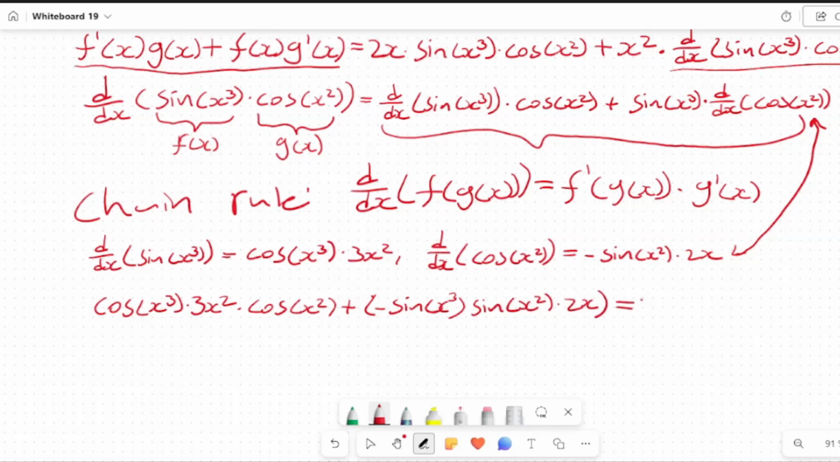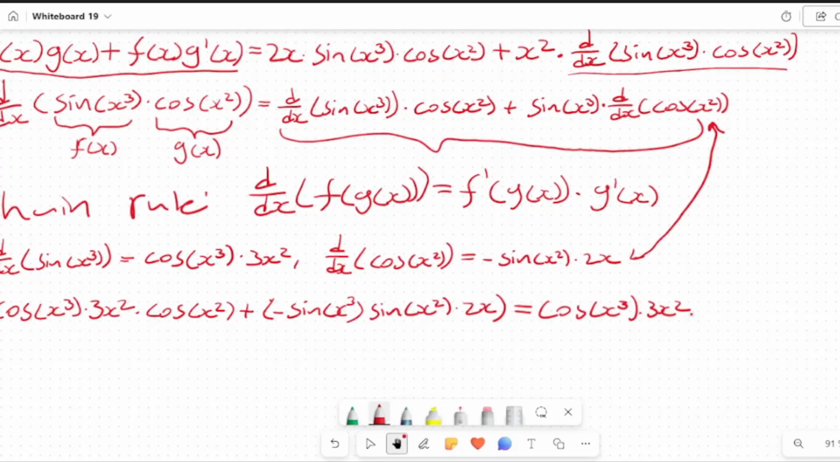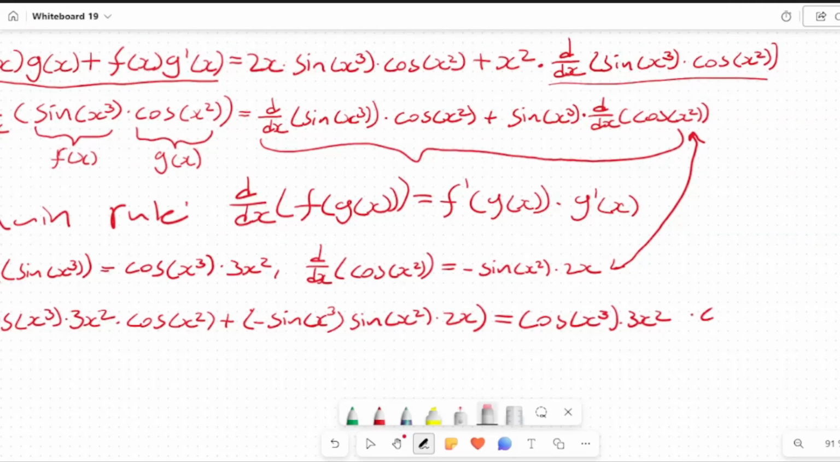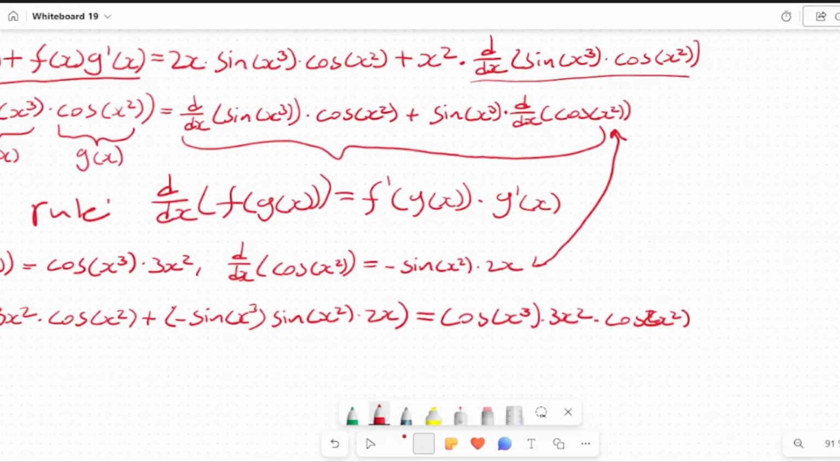And that grants us with cosine of x cubed times 3x squared times cosine of x squared. Oops, okay, so times the cosine of x squared, cosine of x squared minus sine of x cubed and the sine of x squared times 2x.